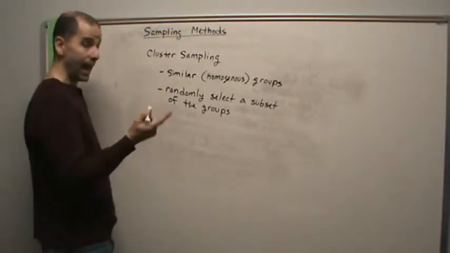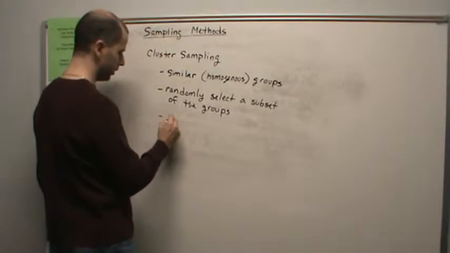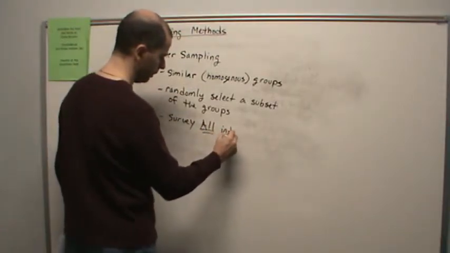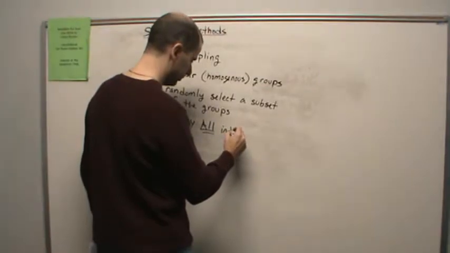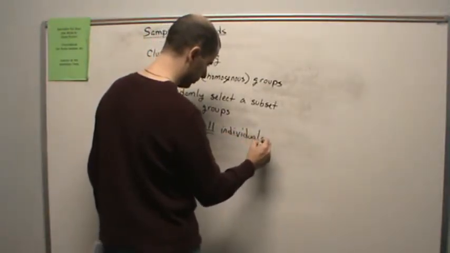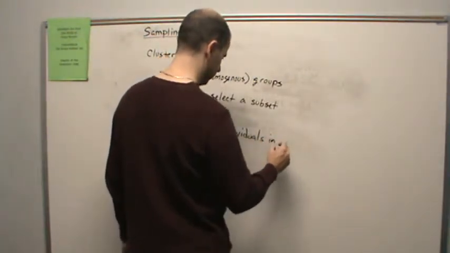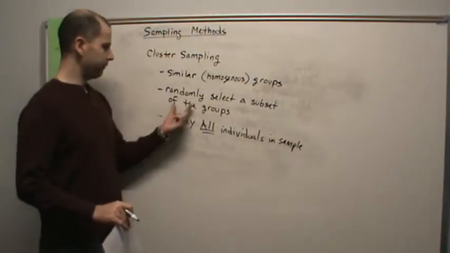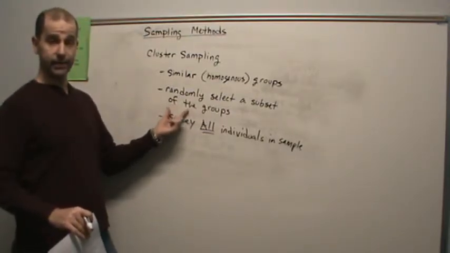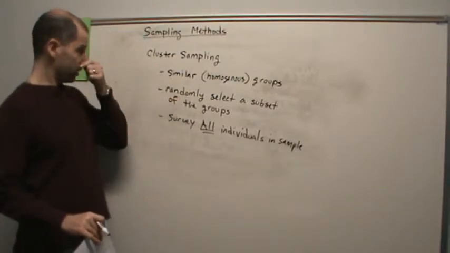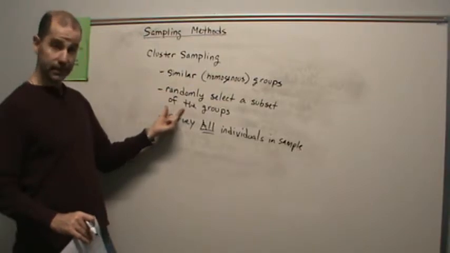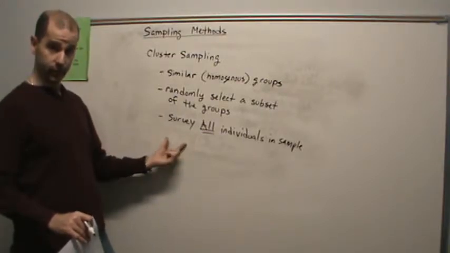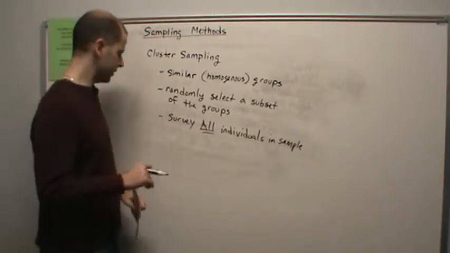Once we have our sample, then what we're going to do is survey all individuals in the sample. So everyone in the subset in the sample gets surveyed. So cluster sampling: similar groups, we randomly select a subset of the groups, the clusters, and then once we have our sample, everyone gets surveyed. Okay, so here's an example.